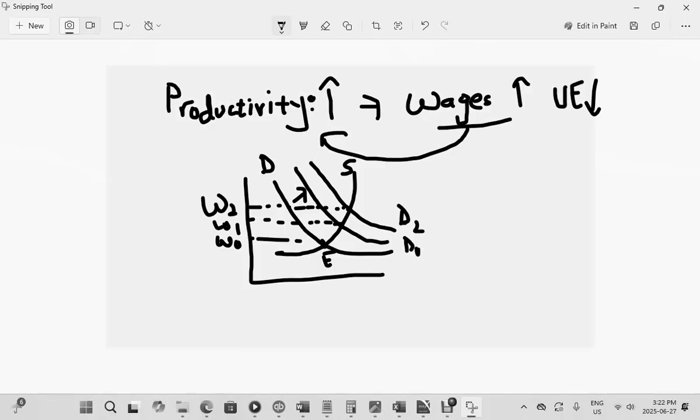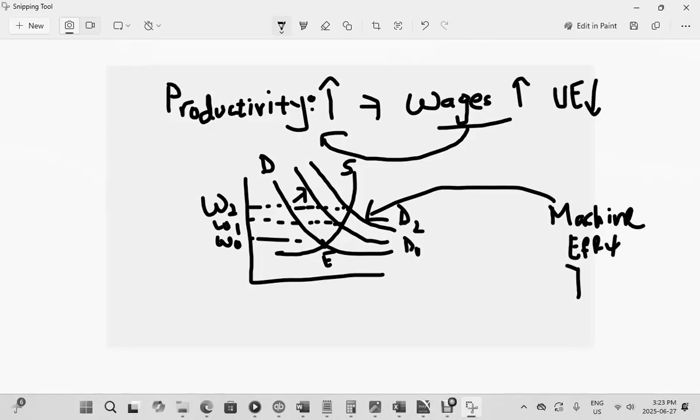All right. Now, there comes a point where the wages keep going up, but then all of a sudden the productivity stops. Maybe because the machine is no longer efficient. So machine efficiency goes down, and productivity goes down.